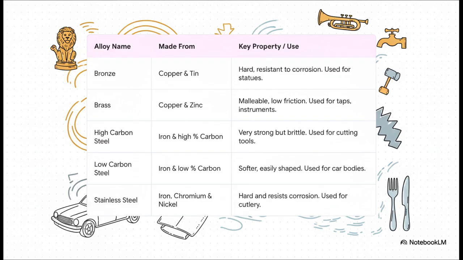Then you have the steels, alloys of iron and carbon. High carbon steel is super strong but brittle, great for tools. Low carbon steel is softer, so it's perfect for things like car bodies. And finally, stainless steel. We add chromium and nickel to the iron, which makes it hard and, crucially, stops it from corroding. Perfect for your cutlery.